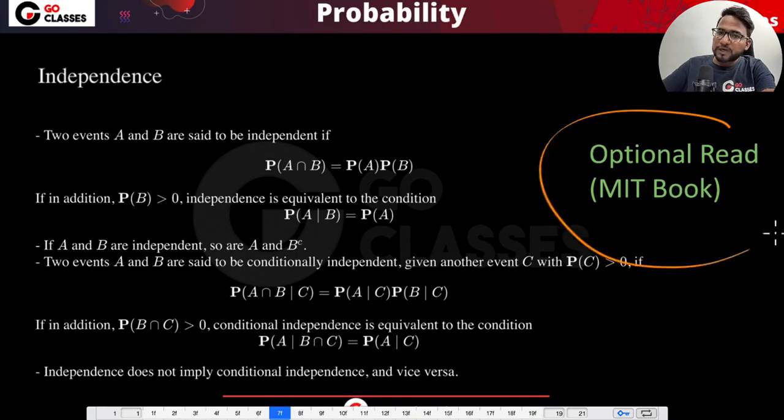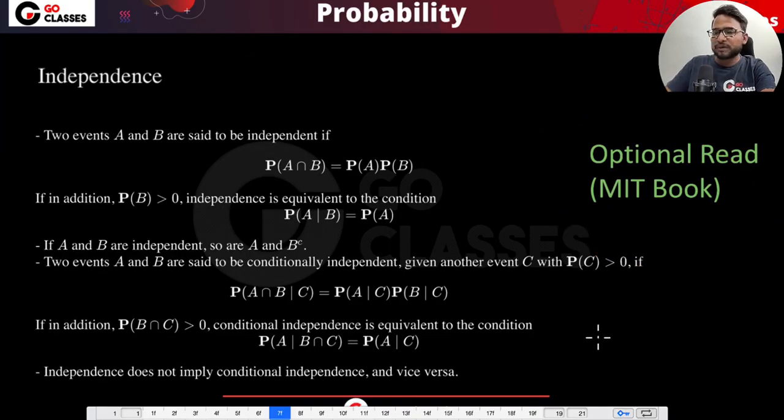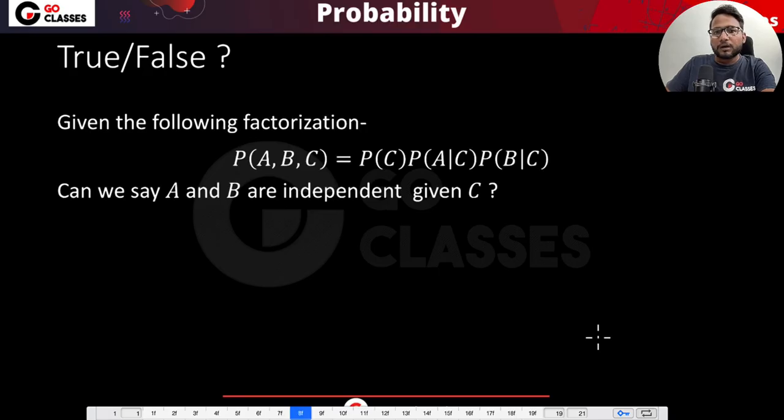Now this is one optional read that you can have from an MIT book. This is the same thing that we talked about. Now let's solve some questions. This is the first question that we have. What they are saying is that given the following factorization, can we say that A and B are independent given C? Okay.